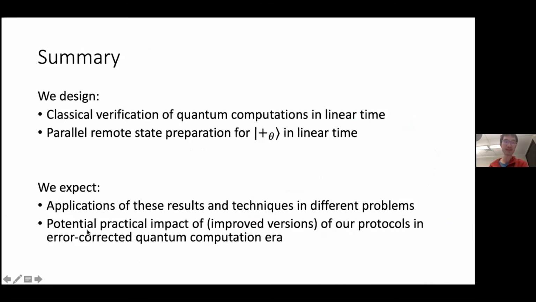In summary, we design a classical verification of quantum computation protocol that runs in linear time. And along the way, we design a parallel remote state preparation protocol for plus theta states that runs in linear time. We expect applications of these results and techniques in different problems. We also expect some potential practical impact of possibly improved versions of our protocols in the area of error-corrected quantum computation. Thank you very much.